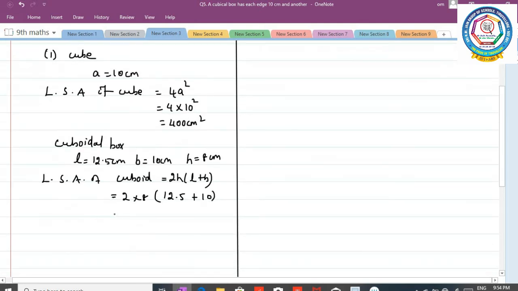Then 2 8s are 16, 12.5 plus 10 is 22.5. So we have to multiply 22.5, that is 225, you take it, multiply by 16. 6 5s are 30, remaining 3. 6 2s are 12, 12 plus 3, 15, remaining 1. 6 2s are 12, 12 plus 1, 13. 1 5 is 5, 1 2 is 2, 1 2 is 2. Here 0, here 0, remaining 1, 6, 3. After one decimal, we have to put decimal point. So answer 360 centimeter square.